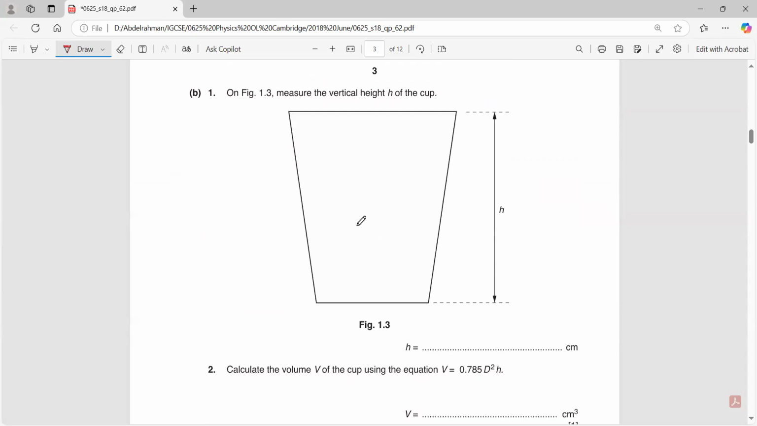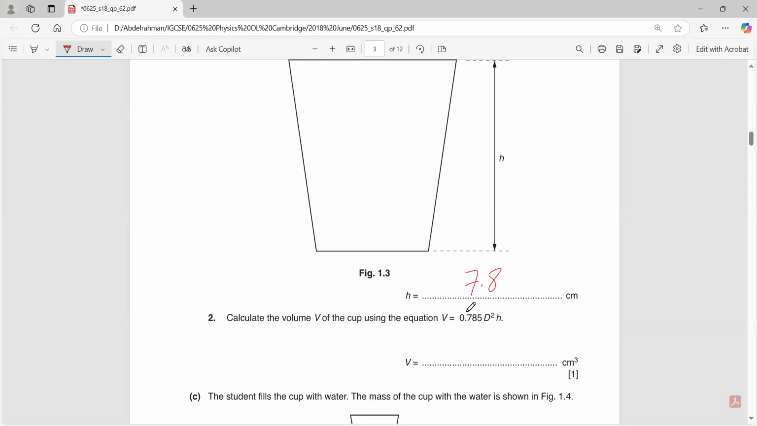Next question: can I measure the height of this cup? Yes, I can measure the height of the cup. The height of this cup would be around, if you use your ruler, 7.8 centimeters. 7.8 centimeters.